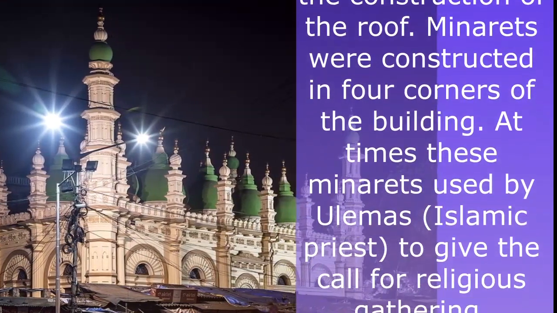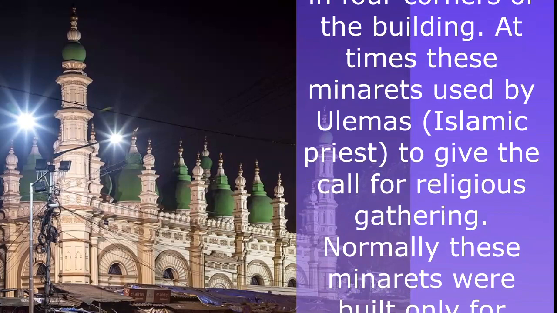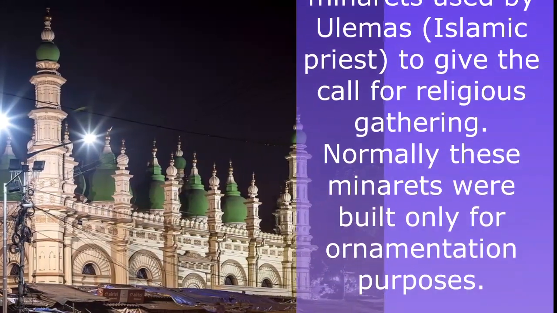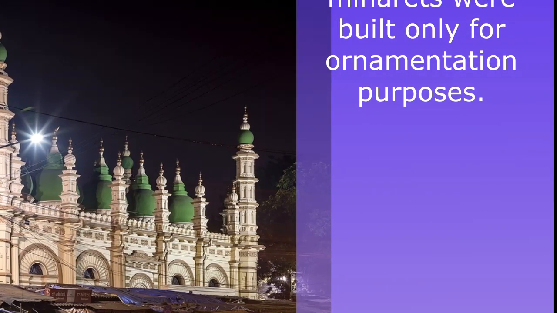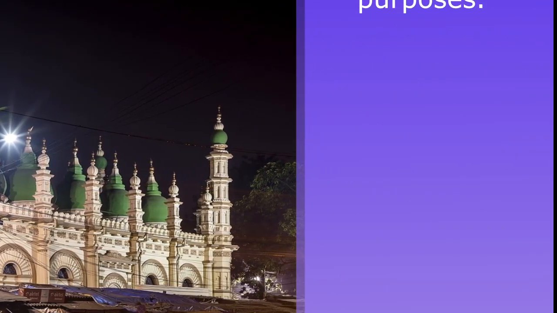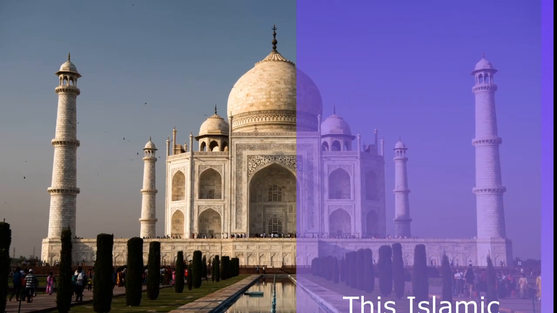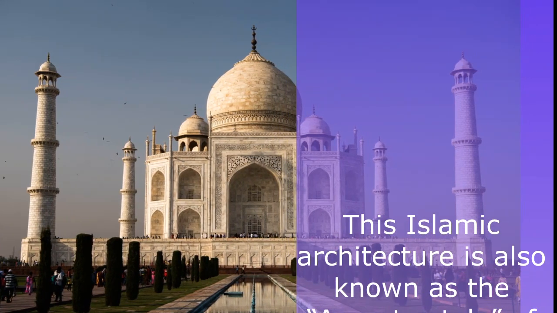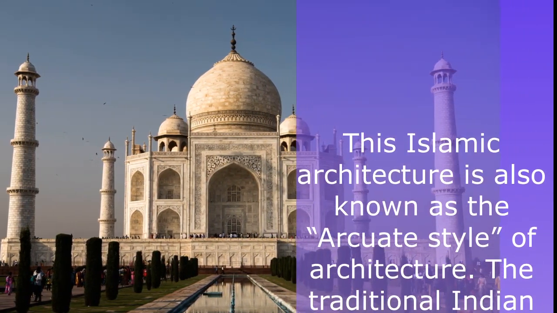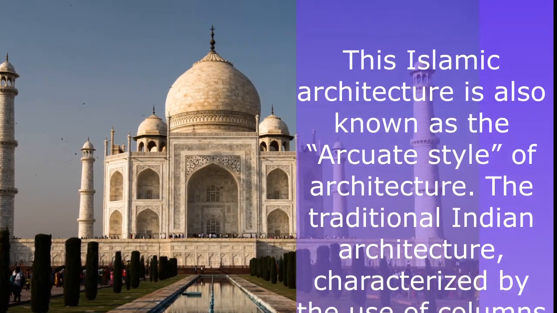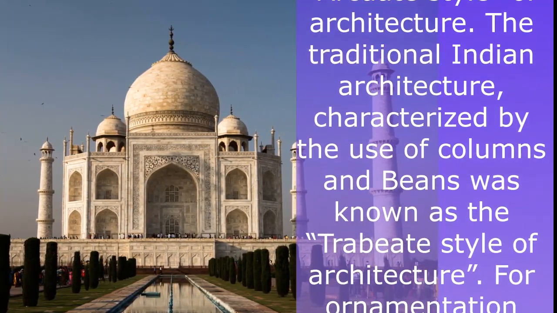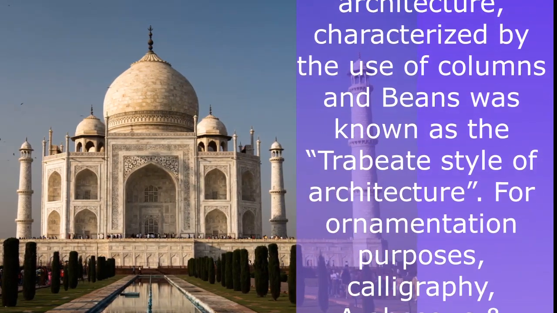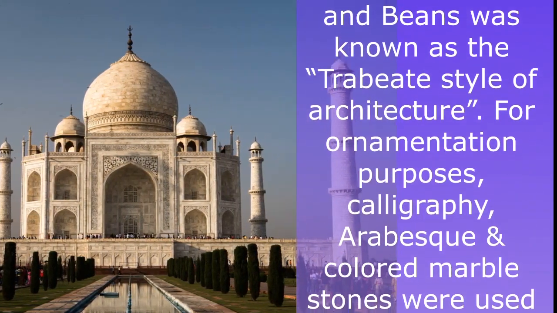At times these minarets were used by ulemas, Islamic priests, to give the call for religious gathering. Normally these minarets were built only for ornamentation purposes. This Islamic architecture is also known as the Arcuate style of architecture. The traditional Indian architecture, characterized by the use of columns and beams, was known as the Trabeate style of architecture.